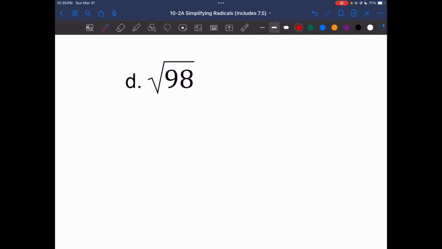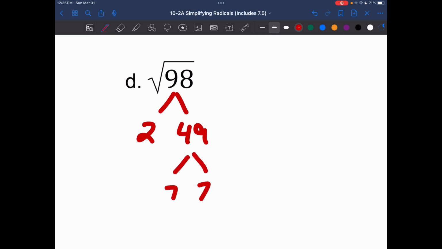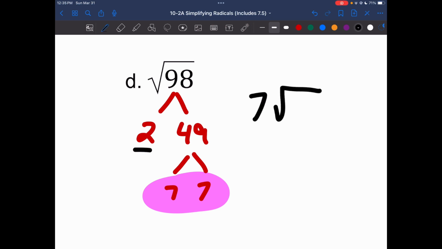With letter D, we're going to start by breaking down our factors, and we're going to use the factor tree. 98 breaks down into 2 and 49. 49 breaks down into 7 and 7. We have our pair of factors right there, so we can bring out a 7, and we are left with what's not highlighted, a 2. So we have 7 times the square root of 2.